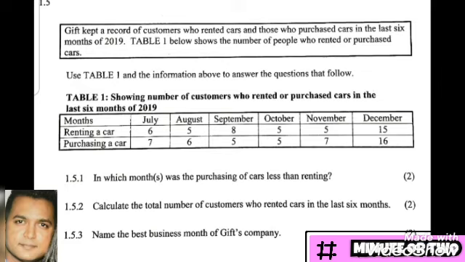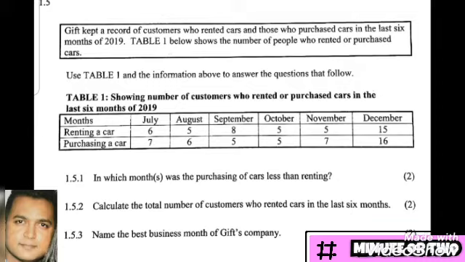1.5, GIF kept a record of customers who rented cars and those who purchased cars in the last 6 months of 2019. Table 1 below shows the number of people who rented or purchased cars. Use Table 1 and the information above to answer the questions that follow. For this question, you find a table presented to you, and there are the figures in terms of those that rented cars and purchased cars. And this is given over a period from July 2019 to December 2019. And we are asked to work with this table.